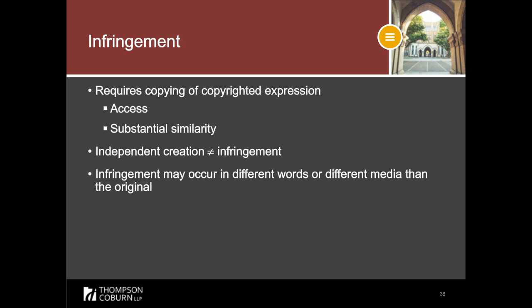And infringement can occur in different mediums than what the original occurred in. So if, for example, somebody takes a photograph and then somebody else creates a sculpture based on that photograph, that could be infringement even though one's a photograph and one is a sculpture.